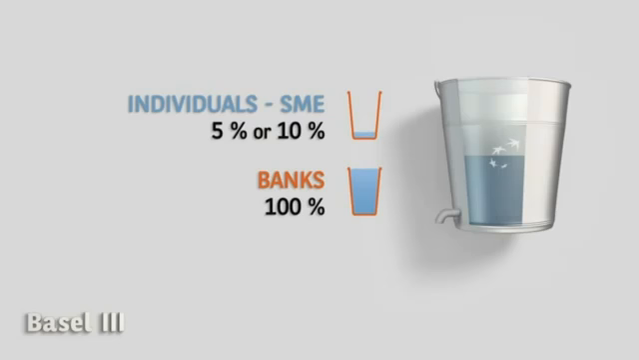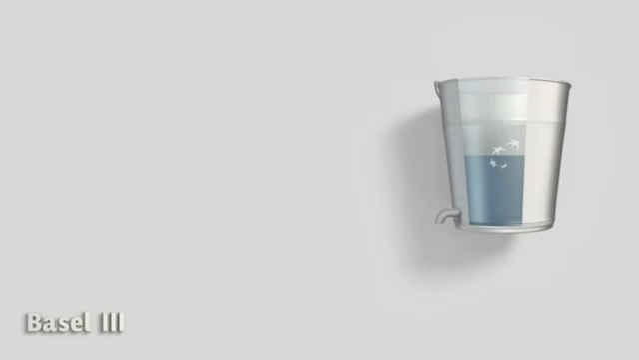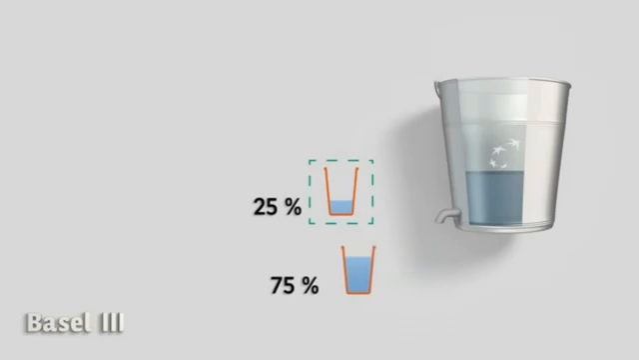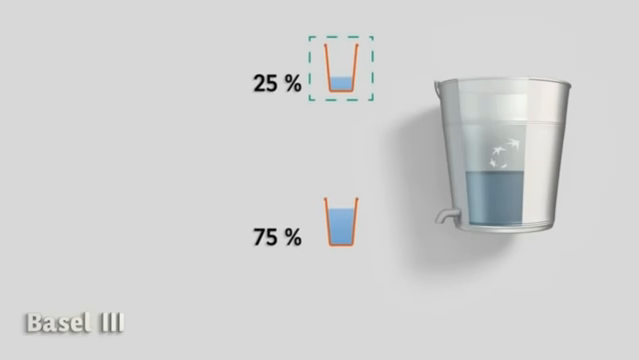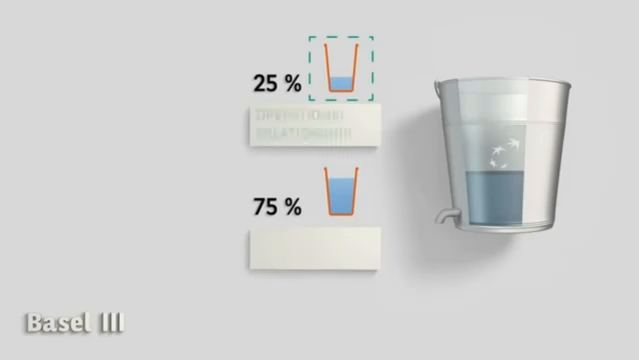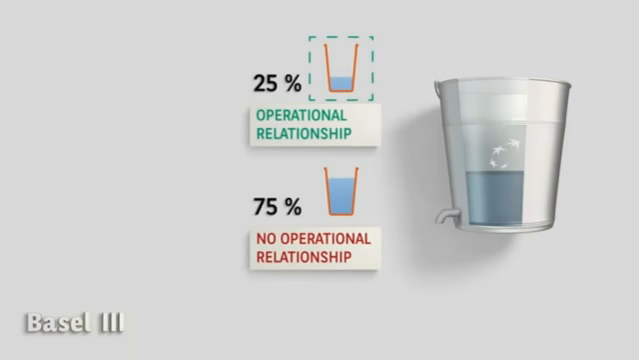Of course, a third category exists, the one relating to deposits from corporates. Here, a very important notion is introduced by Basel III. 25% or 75% of the deposits of corporates will leave, depending on the existence or non-existence of an operational relationship between the bank and the corporate.